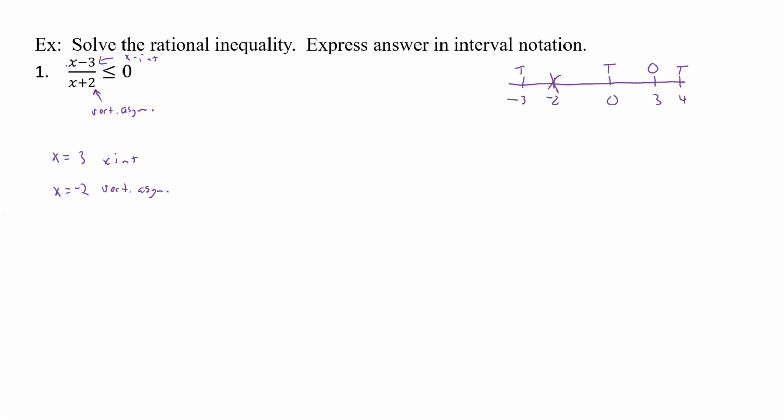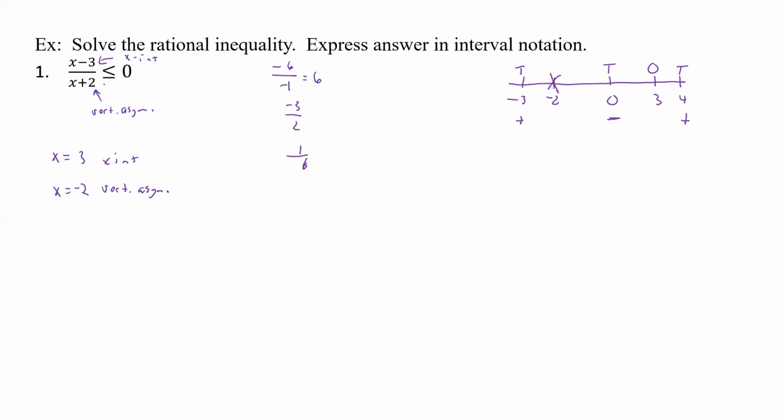Okay, so if we plug in a negative 3 here, we're going to have negative 3 minus 3, and so that's going to be a minus 6. And negative 3 plus 2 is going to be a minus 1. So that's going to be a positive 6, so that's going to be a plus. Now, what about the 0? Well, if we plug in 0, those go away and we get minus 3 over 2. And so that's negative. Now we plug in a 4. 4 minus 3 is 1. 4 plus 2 is 6. And that's going to be positive.